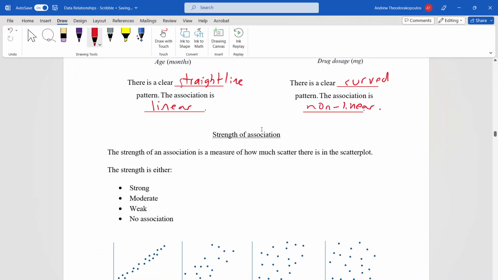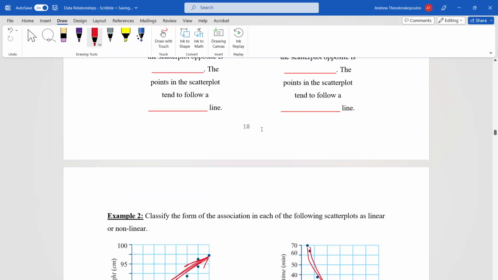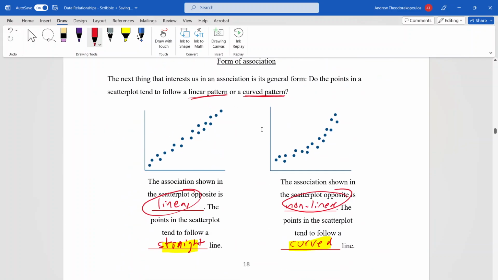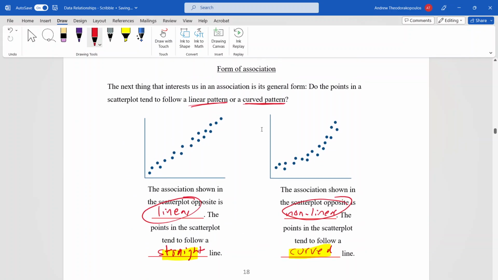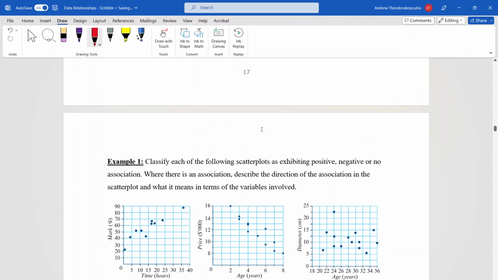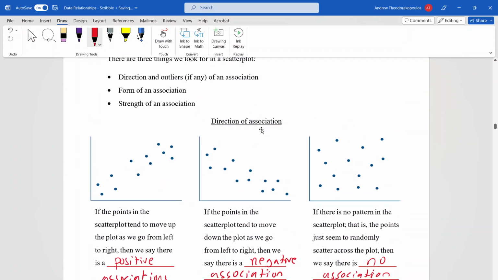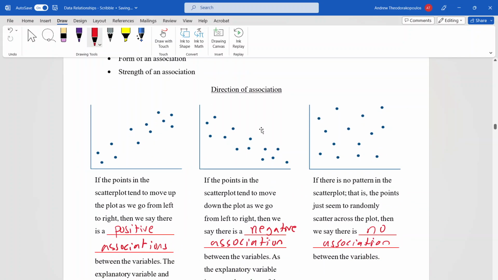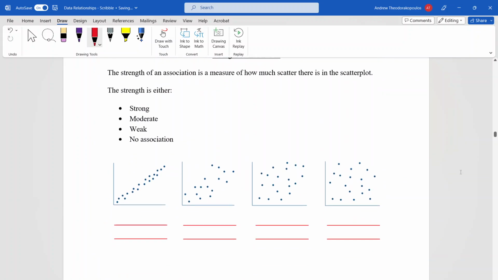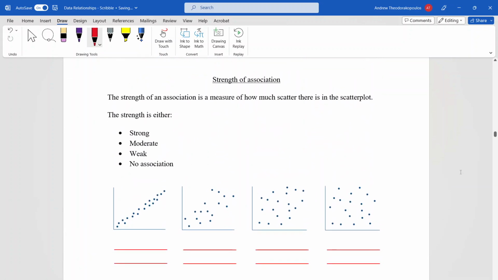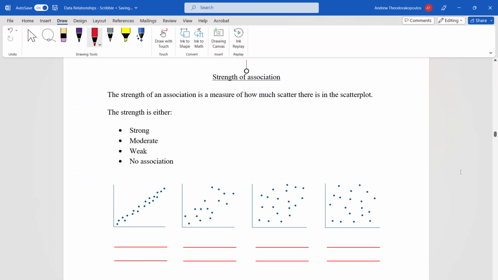So far we've looked at form, when we talk about curved or not curved, linear or not linear. And we talked about direction, which is positive, negative, or no association. But now we want to talk about the last one, which is strength. Okay, so these are all positive sort of directions, apart from that last one, which has no association. But it's either strong, moderate, or weak.